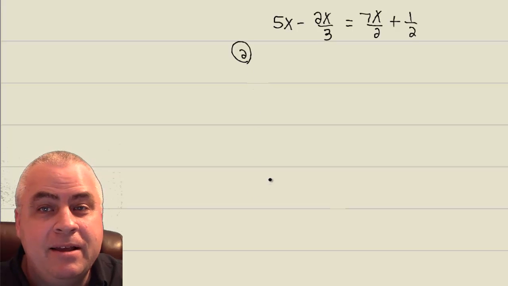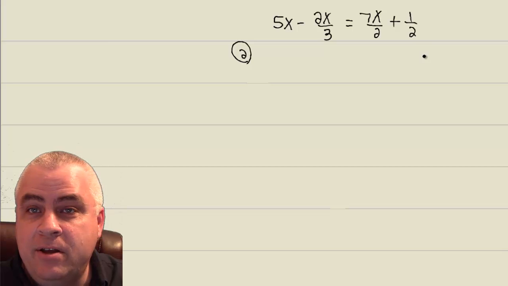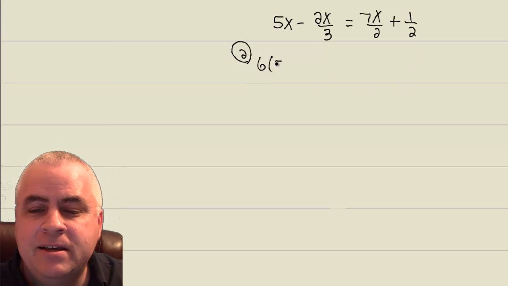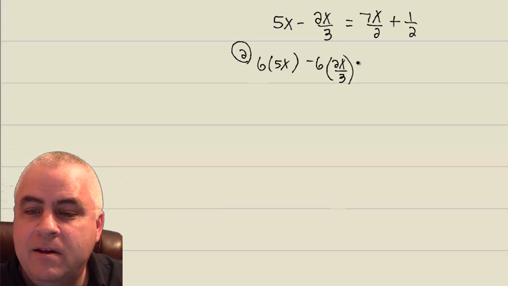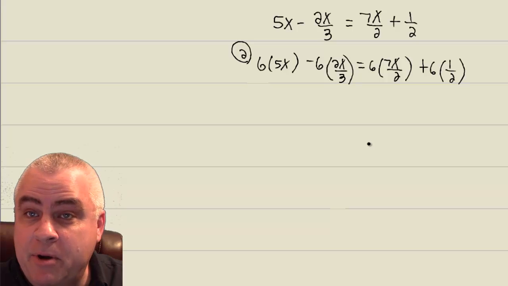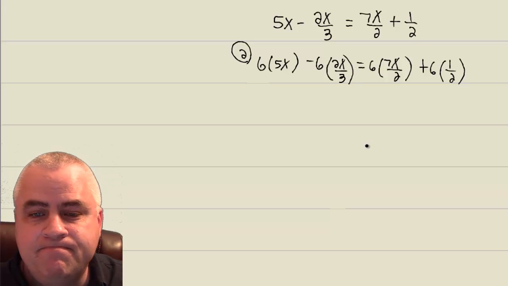Multiply everything by the LCM of all your denominators. We got 3, 2, and 2, so our LCM would be 6. So multiply everything by 6. So we'll take 6 times 5x minus 6 times 2x over 3 equals 6 times 7x over 2 plus 6 times 1/2. Again, when I say multiply by everything, I'm talking about what's separated by pluses, minuses, and equals.